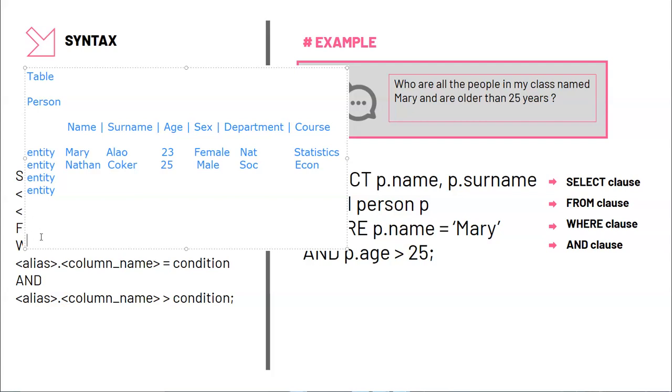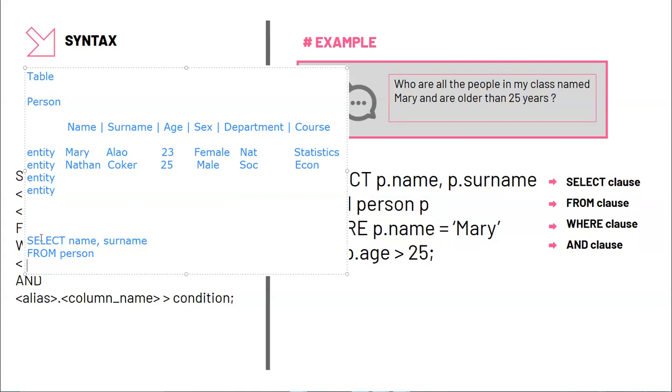So the way I'll write this is, I want to select name, I want to select surname, and the table I'm selecting from is person. But the question is, who are the people in my class named Mary and are older than 25? So I want to select name and surname from person, where the name of the people I'm selecting is Mary.